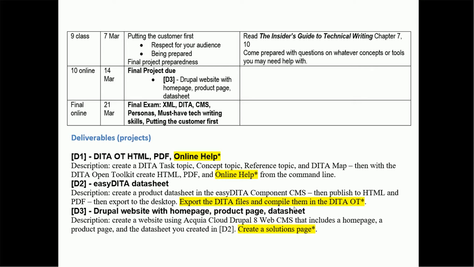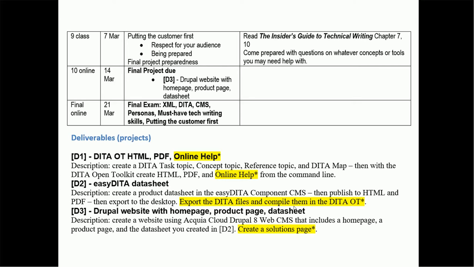The deliverables: the first deliverable is the DITA Open Toolkit HTML and PDF. Graduate students will be expected to do online help. You'll need to create a DITA task topic, a concept topic, and a reference topic, and a DITA map. Then with the DITA Open Toolkit, create HTML and PDF, and for graduate students, online help. All of this from the command line. And please don't worry, you'll know exactly how to do it because I'm going to go over in detail how to do that.